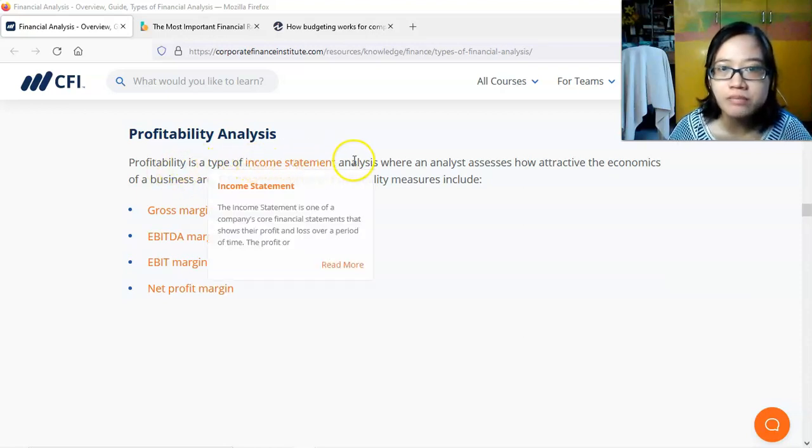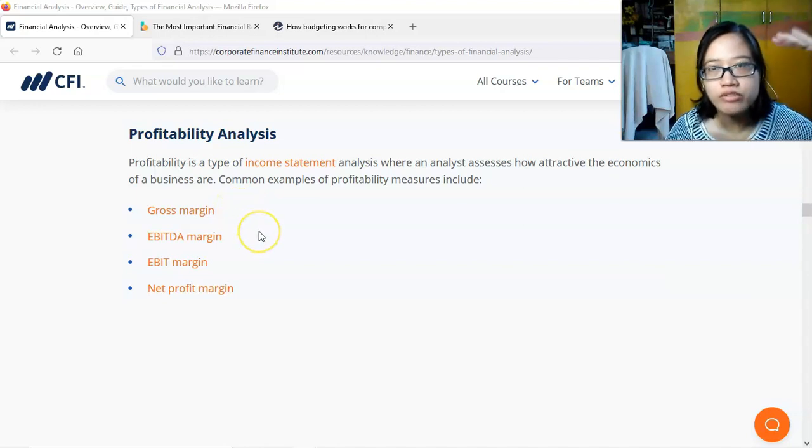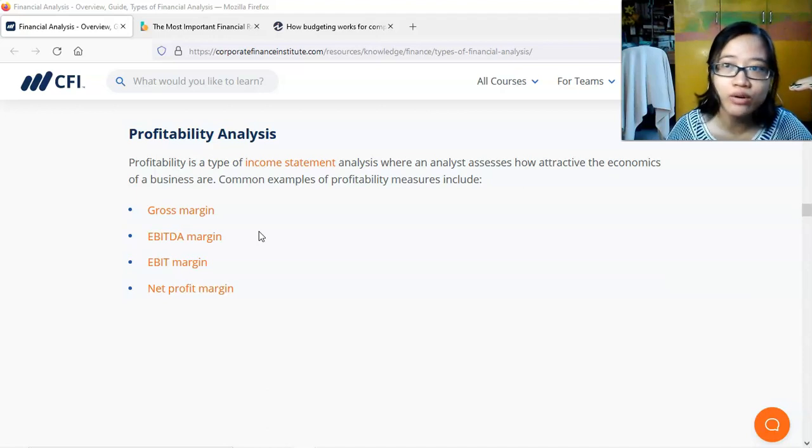Profitability, type of income statement analysis, kasi doon mo makikita ang profit. Assess how attractive the economics of a business are. So, examples ng profitability measures, gross margin. Ang gross margin, you have your revenue minus the cost of sales or services, yung direct cost na tinatawag natin, and then you have your operating profit or gross profit or gross margin.